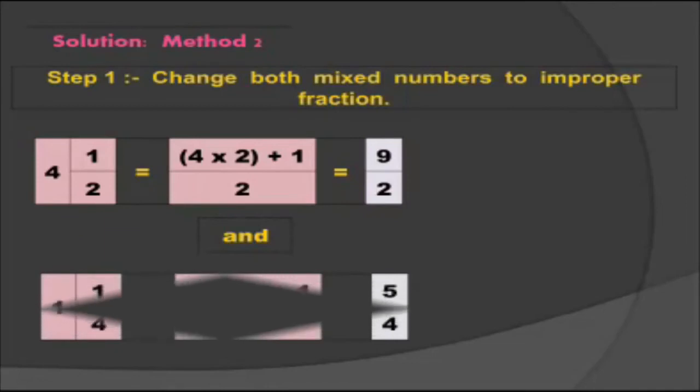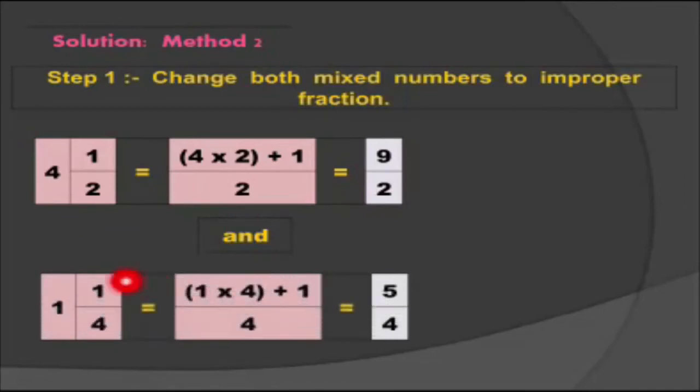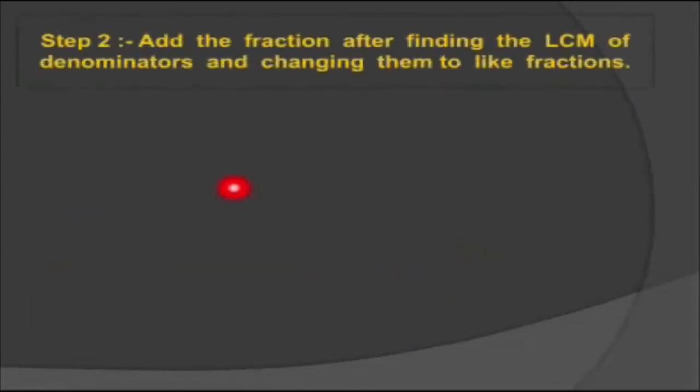And we have 1 and 1 by 4. Again we are multiplying the whole number with the denominator, so that is 1 multiplied by 4, and adding numerator 1 here. 1 four is 4 and 4 plus 1 is equal to 5. So here we are getting 5 by 4, right? Now we can see the denominators are different again. So what to do? Step 2 says to add the fractions after finding the LCM of the denominators.